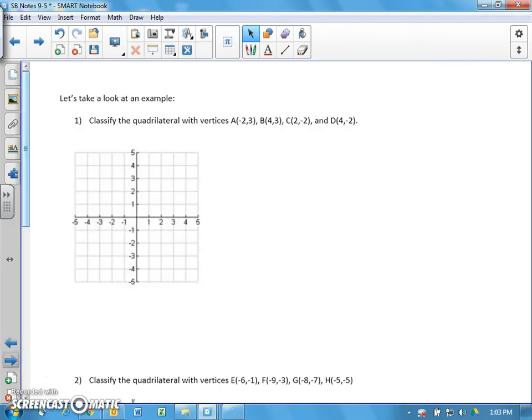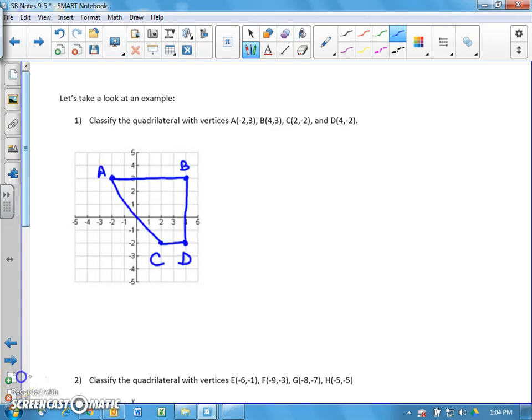Okay, the first one gives us 4 points, and it gives us a grid to graph on. So pause the video and graph the quadrilateral. Hopefully you caught that you needed to create quadrilateral ABDC, not ABCD, because it can't cross back on itself, or it wouldn't be a polygon. So let's start by finding the slopes.